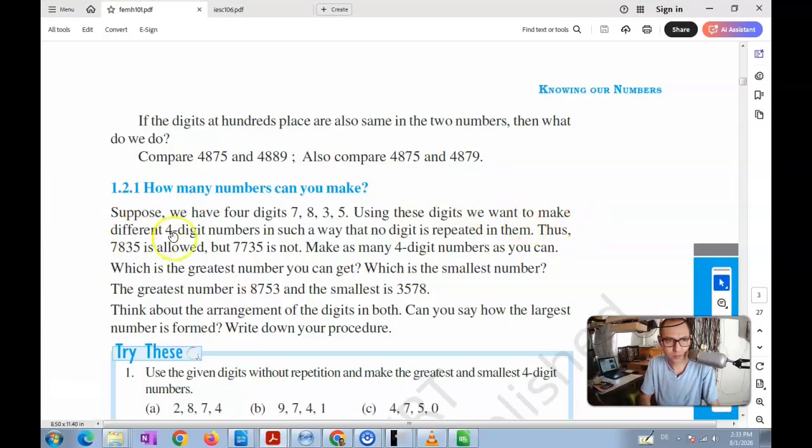using these, we want to make different 4-digit numbers in such a way that no digit is repeated in them, meaning that for example, when you use a 7, you're not supposed to use it twice, you're supposed to use it only once, and that's it basically. As a result, for example, 7835 is allowed, but 7735 is not allowed, because then you would have forgotten all about the 8, and you would have used the 7 twice, right? So now you want to make as many 4-digit numbers as you can.